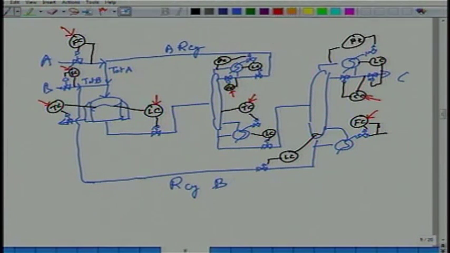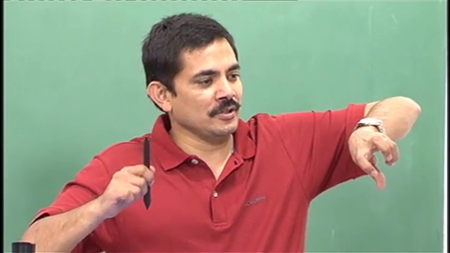So what do we do? The flow controller of the fresh feed can be controlled with the total A instead of controlling fresh A. Recycle A or total A, same thing. Total A, because the effect is immediate. Recycle A will have to flow through and then come back. If I am controlling total A, the moment I change the A flow rate, total A flow rate changes immediately.